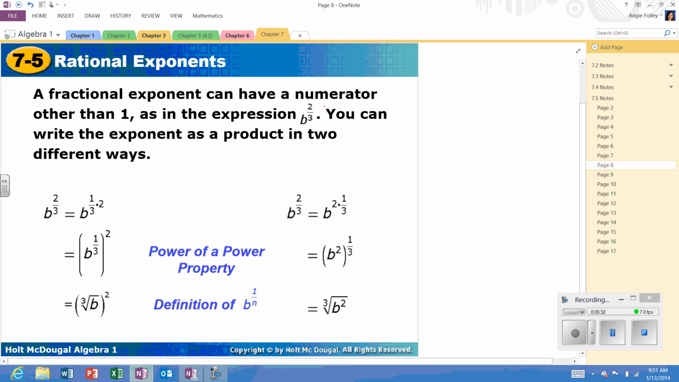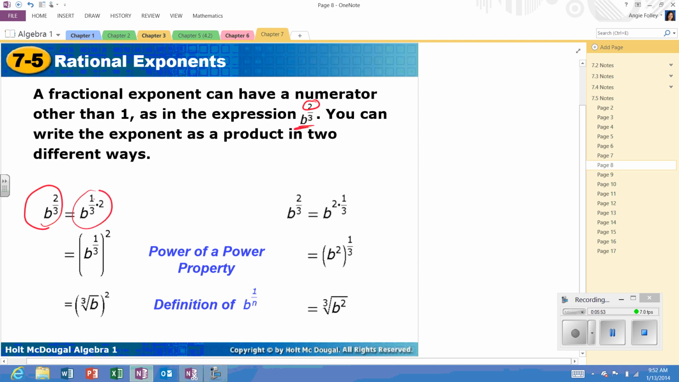A fractional exponent can have a numerator other than 1, as in the expression b to the 2/3 power. So some number to another fraction. So this doesn't always have to be a 1. And you can write that exponent as a product in 2 different ways. So here we go. Let me explain this. If I have b to the 2/3 power, that's the same thing as b to the 1/3 times 2 power.